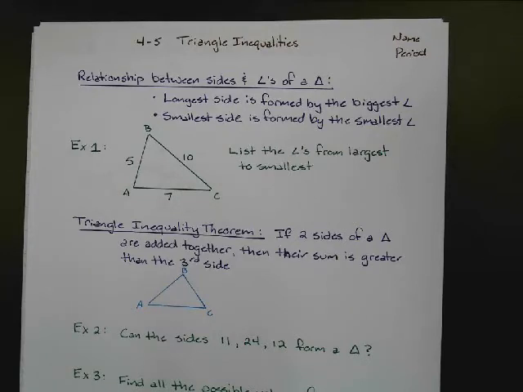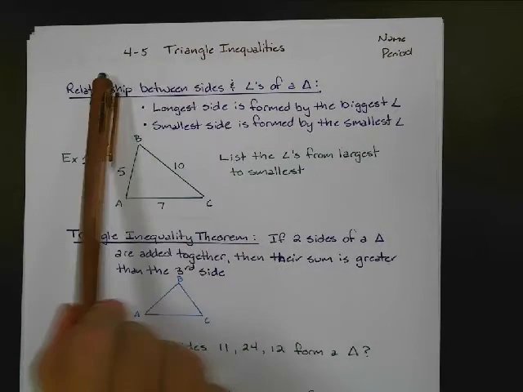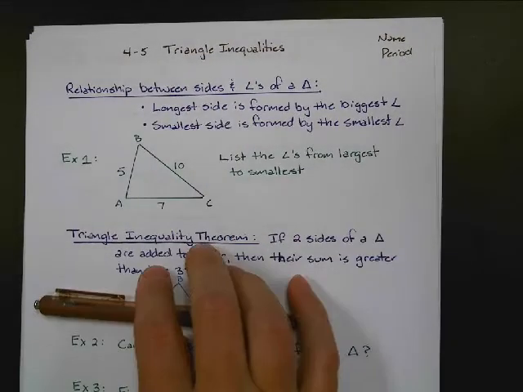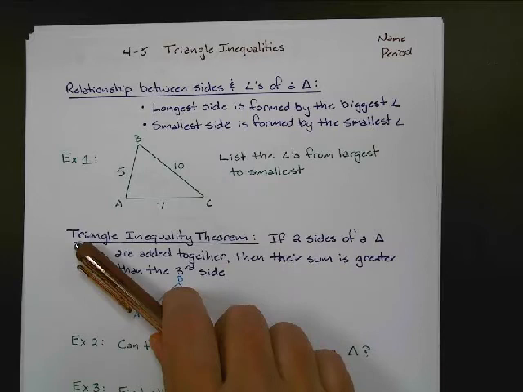All right, my Math 2 people, here we go. We got lesson 4-5, triangle inequalities. Want to make sure your name and your period is up here. I forgot to put a question at the beginning, so it looks like you got off on this one. You don't have to do a summary on it.